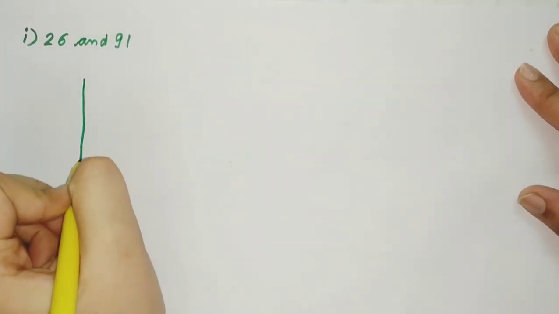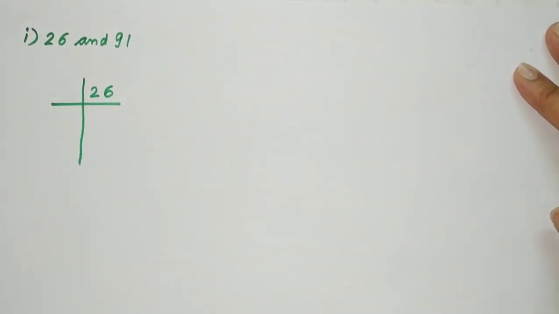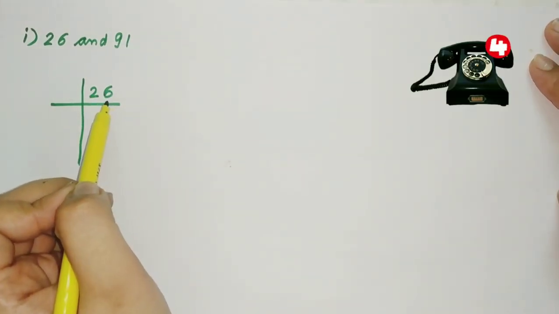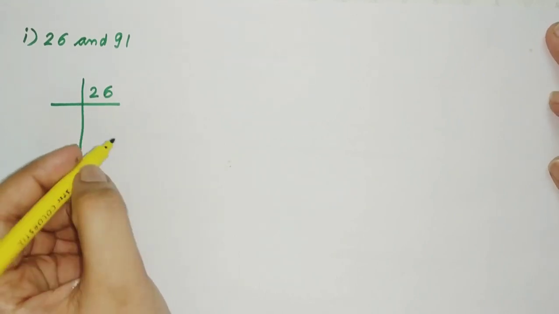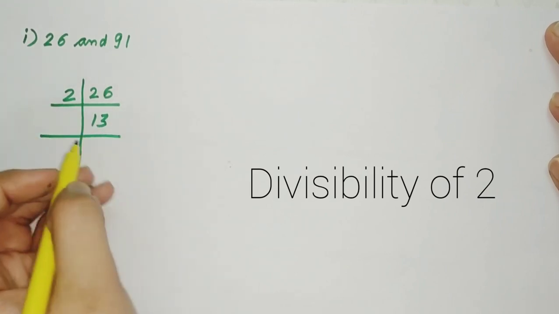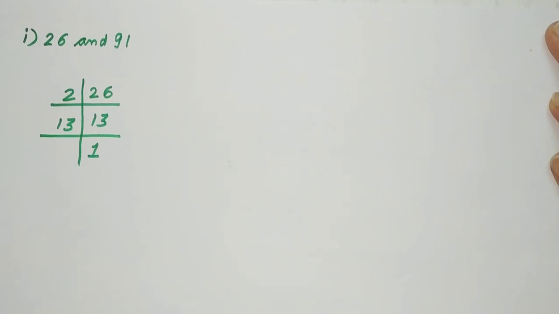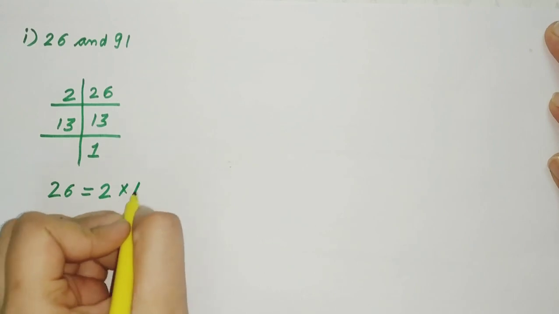So I hope you have solved question number 1 of exercise 1.2. Thus you know how to find out the prime factors. We have learned in our previous question that 26 ends with 6, or the last digit of 26 is 6, thus it's divisible by 2. And since 13 is a prime number, thereby 13 multiply 1 is equal to 13. Now 26 can be written as 2 multiply 13.